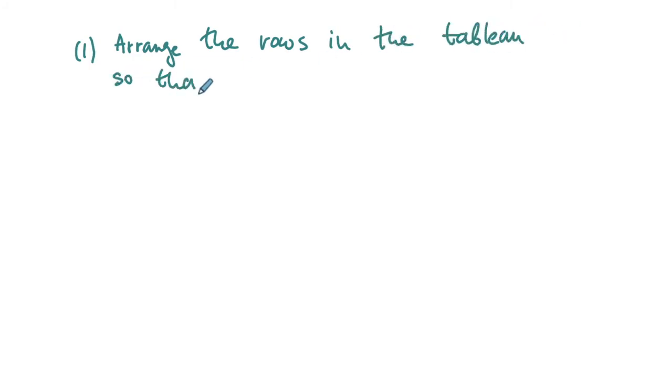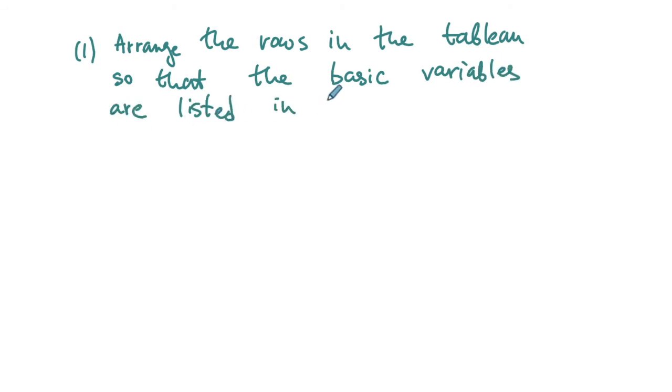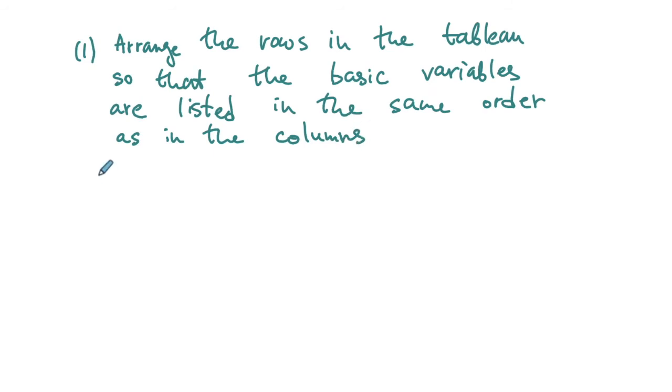So to summarize, this is the process that we follow. First, we arrange the rows in the tableau so that the basic variables are listed in the same order as in the columns. In some cases, this may be the order you are given to start with, whereas in others you need to do some preliminary work before you can read the matrices that you need.